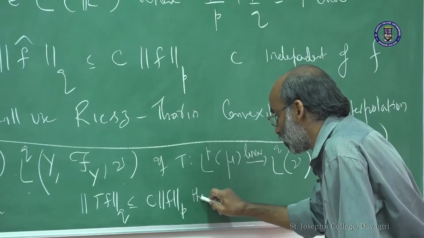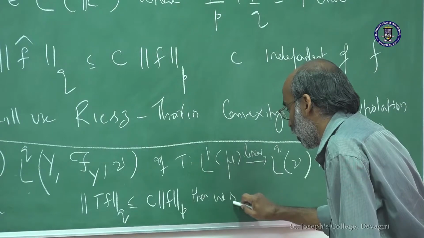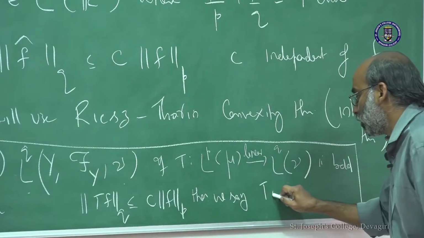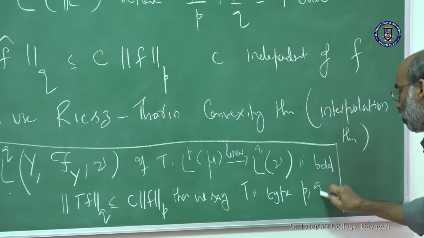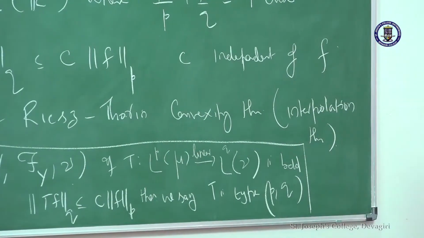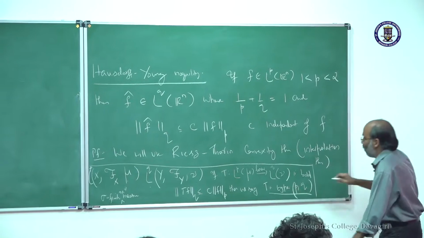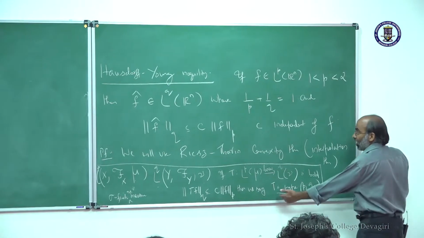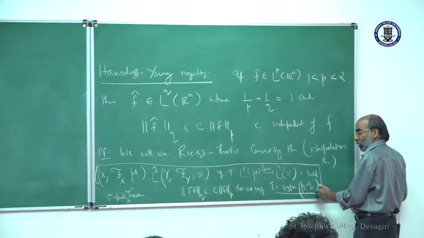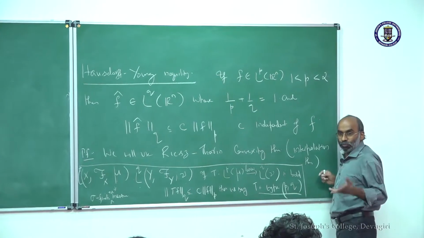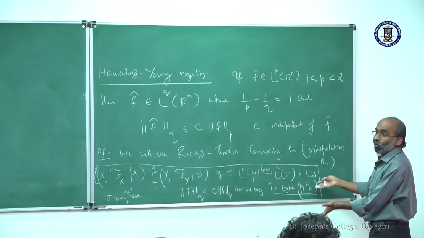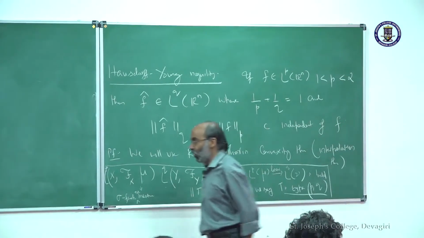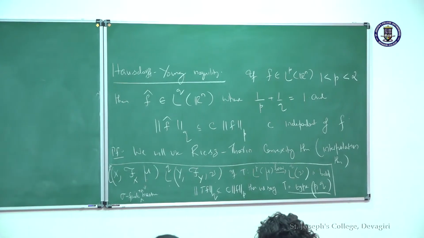So, then we say T is of type (p,q). This is all you have to remember: a linear operator is of type (p,q) if it is bounded from L^p to L^q. So, there is nothing here which you do not know, something which you are already familiar with. I am just using a new term called type (p,q).